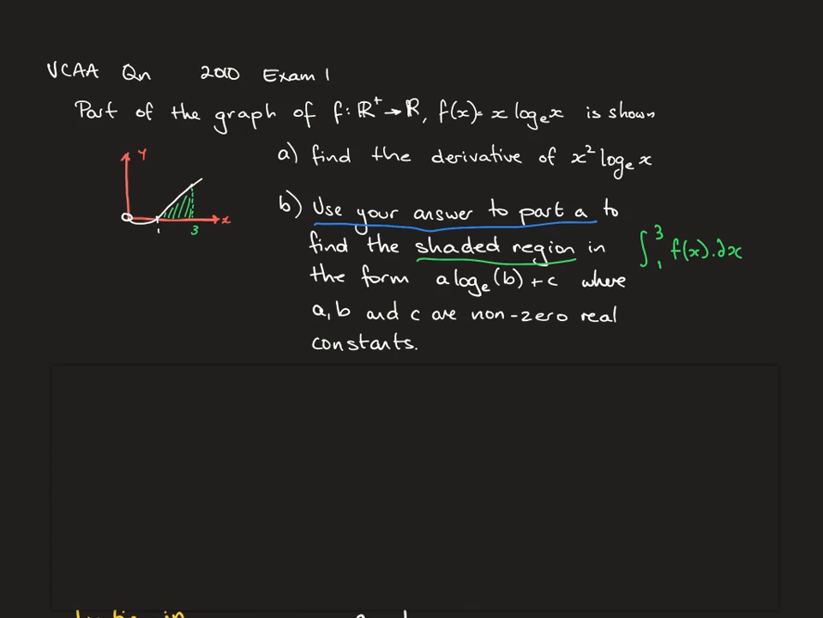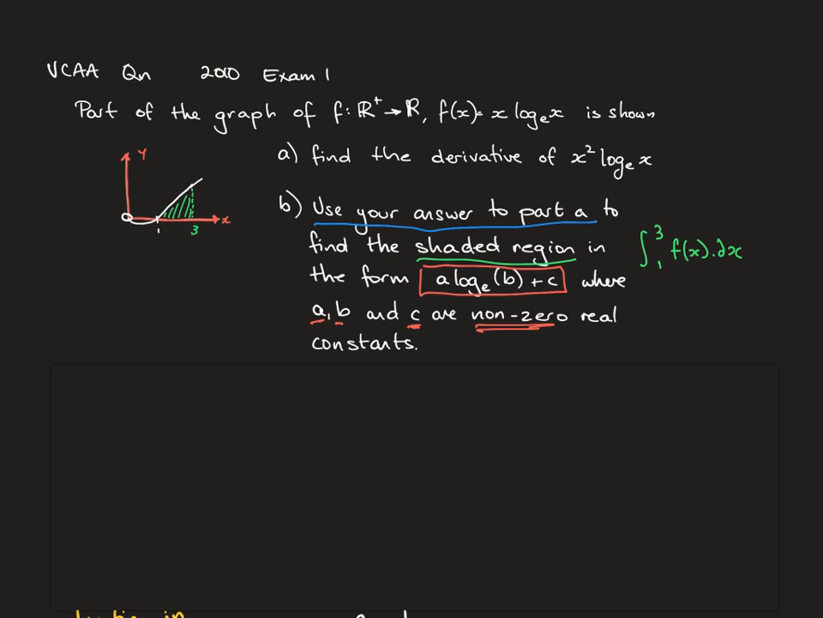And then it wants the integral in a specific form, in the form of a log e to the b, log to the base e of b plus c. And it also specifies that a, b and c are non-zero constants. So you're going to have to find an a, a b and a c. So our first job is to find the derivative of x squared log e to the x.